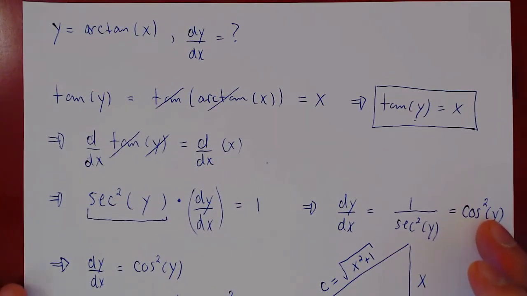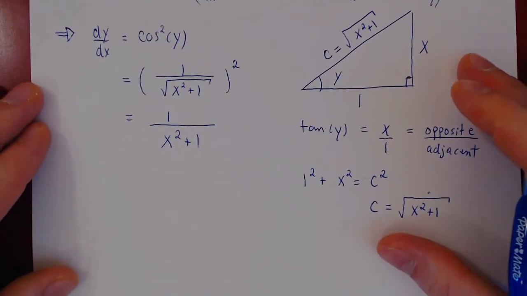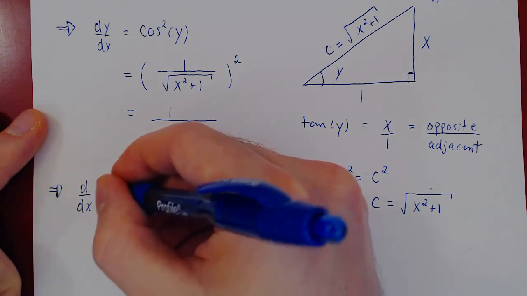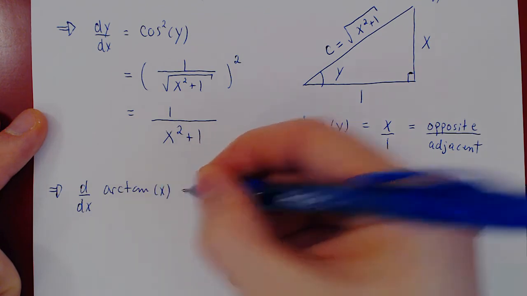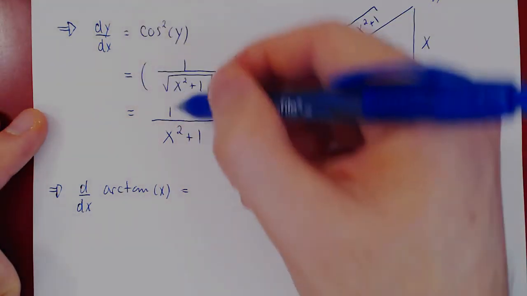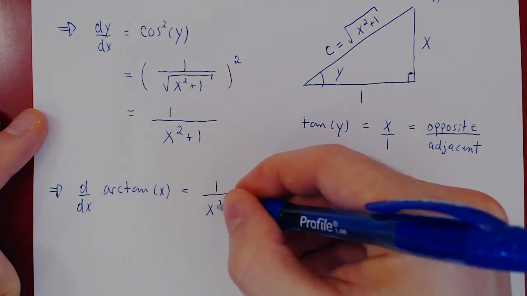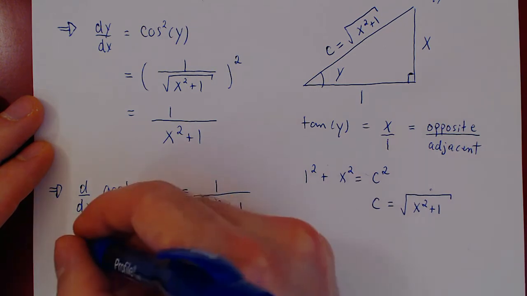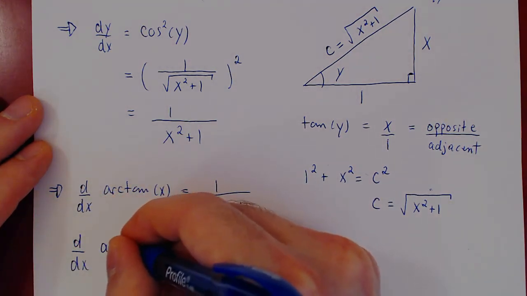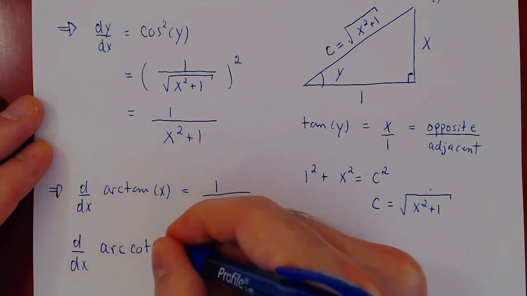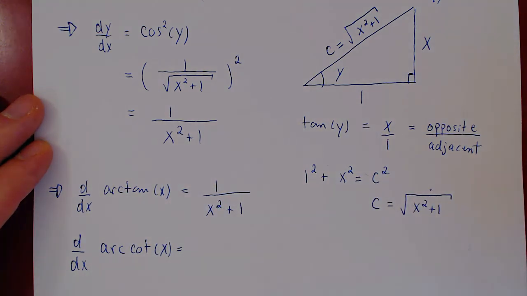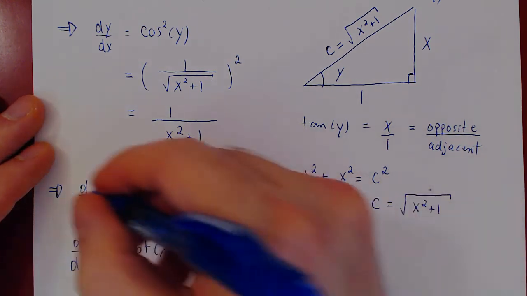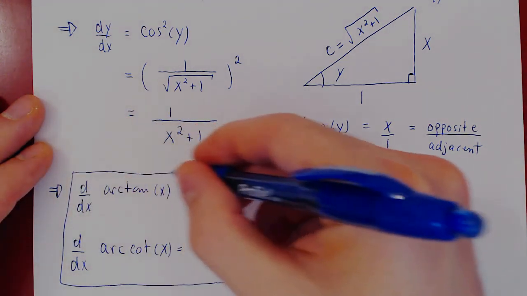Y, if you remember, was arctan of x. And so the derivative of arctan of x is surprisingly simple. It's just 1 over x squared plus 1. So there you have it. Now on your own, using again a similar argument, show that the derivative of the inverse function of cotangent, therefore arccotan of x, will be again, surprisingly, just the negative of this one. So negative 1 over x squared plus 1. And that's how you differentiate arctan and arccotan of x.